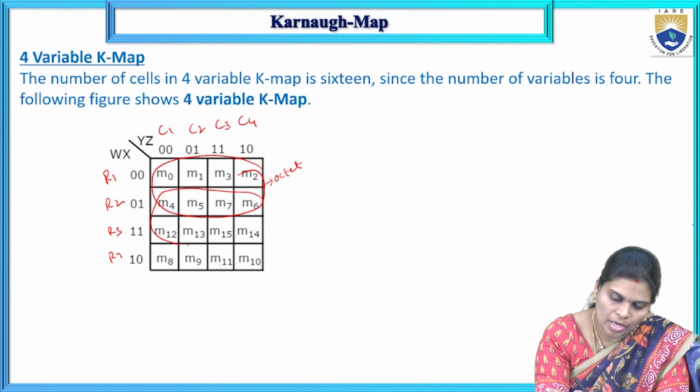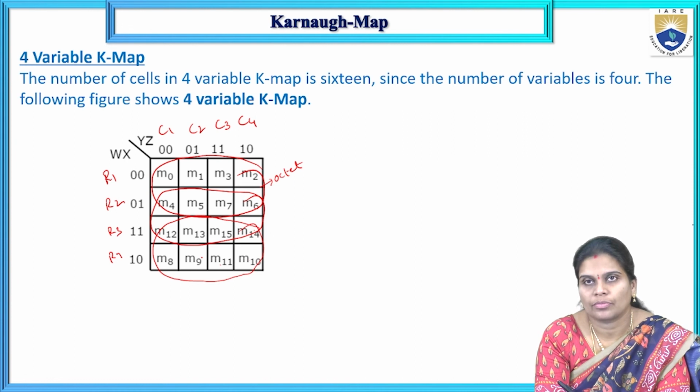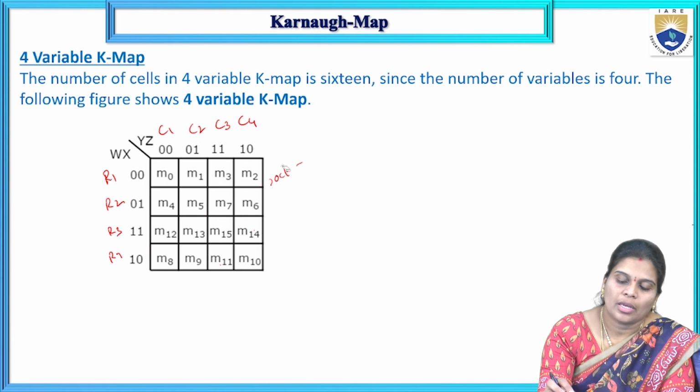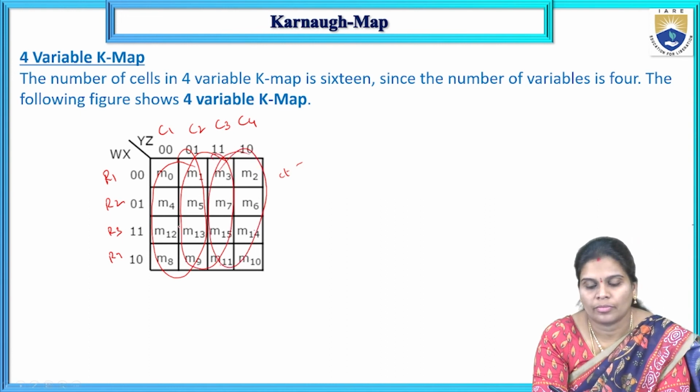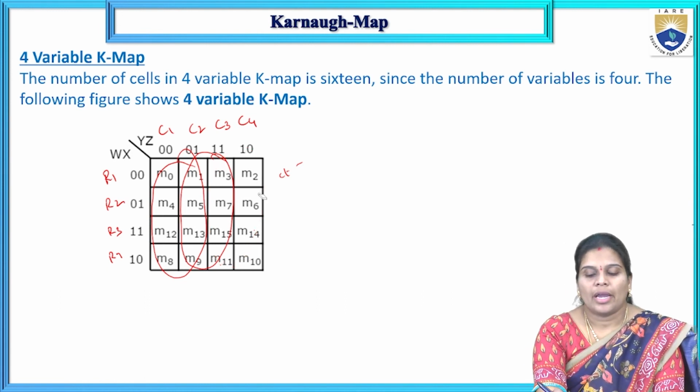Otherwise R2 and R3 is another group. Similarly R3 and R4 is one group. Okay, similarly C1 and C2 is one octet, C2 and C3 is another one, and C3 and C4 is the common. Here we are observing that on the row side no common variable is there, only on the column side we are having the common variable. So write that value. These are the 8 ones.